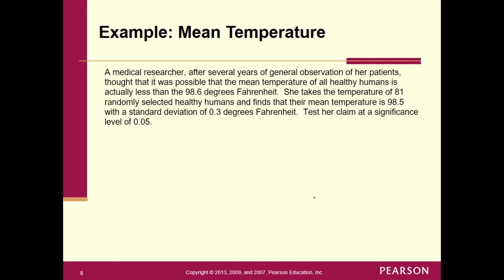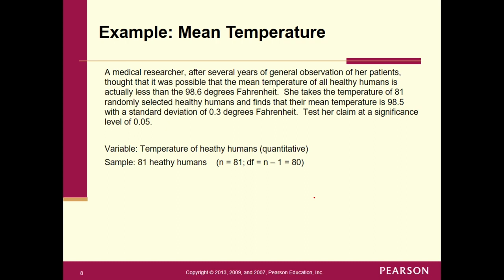So let's talk about the particulars here. What's the variable? What's varying from person to person? Temperature of healthy humans. That's a number. It's quantitative. Quantitative stuff you're going to use means to analyze, and so we're going to look at mu. What's our sample? 81 healthy humans, and so that's right up here. She takes the temperature of 81 randomly selected. All right, there's our sample size, n.